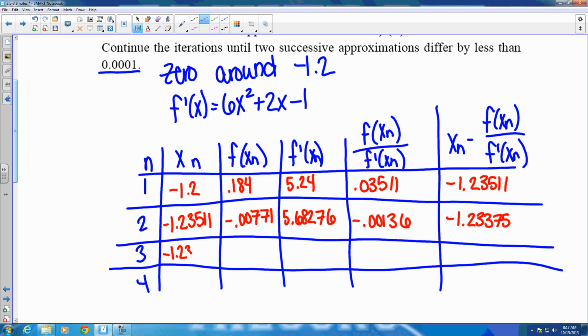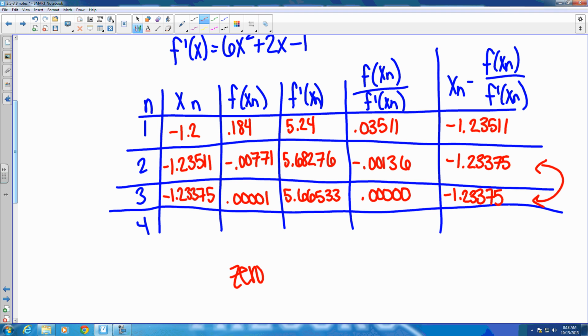Negative 1.23375. Put it into f, we get 0.00001. Put into f prime, we get 5.66533. We divide those two, we get seriously close to 0. And then you subtract, we get negative 1.23375. So these two are less than 1/10 of a thousandth close to each other. So the zero that we're going to use is negative 1.23375.